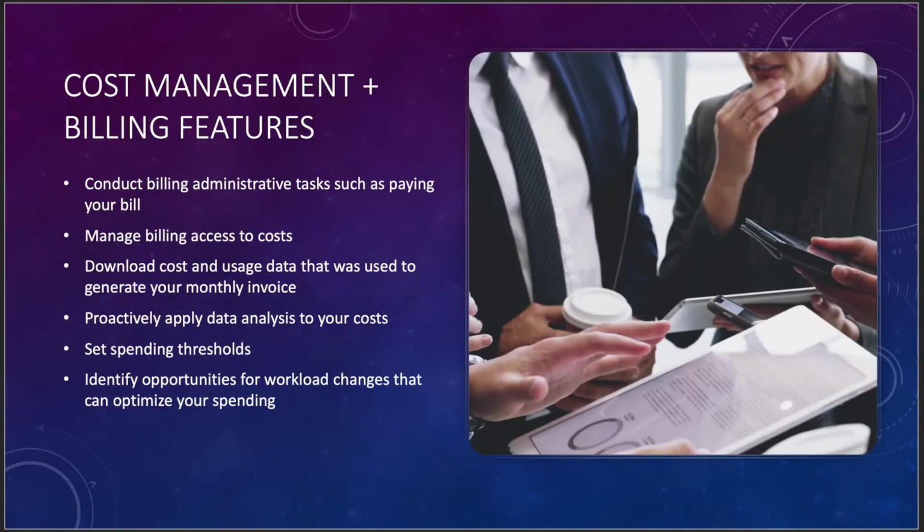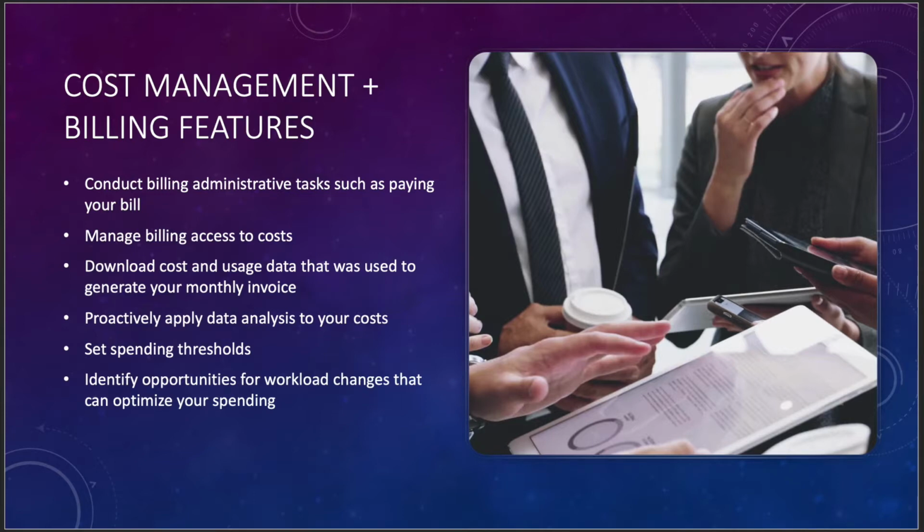Right? So cost plus management features, things that you do need to know about, are conduct billing administrative tasks such as paying your bill. And that's a big one, right? They'll automatically just take it out of your credit card. So make sure your credit card's got the limit for however much you spend on this, or that there's a way to pay it, whether it's a link through the bank or whatever. Manage billing access to costs, download cost and usage data, which is great, because now you can plug it into systems that your finance people already know or your procurement people already know. You can literally integrate this with just about any finance system that you own right now and are working with, and this can really help you manage that whole process.